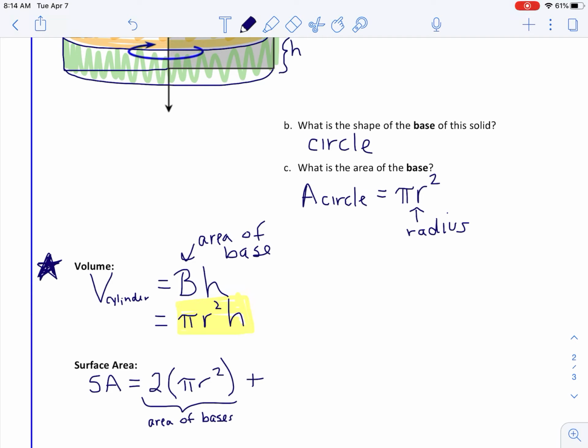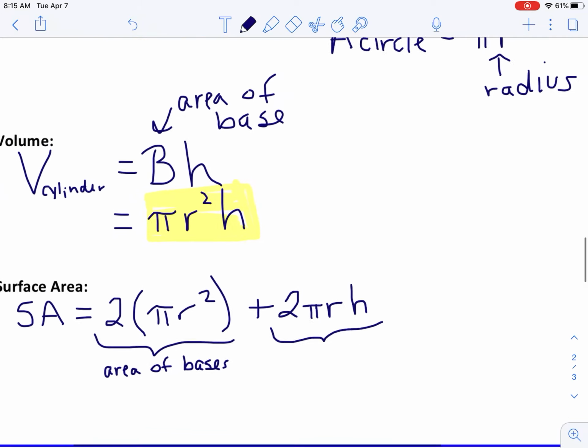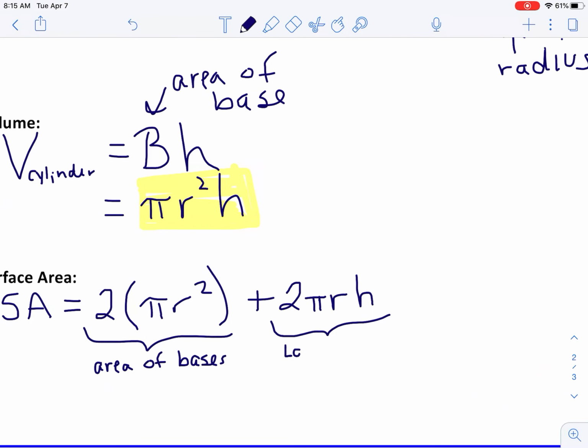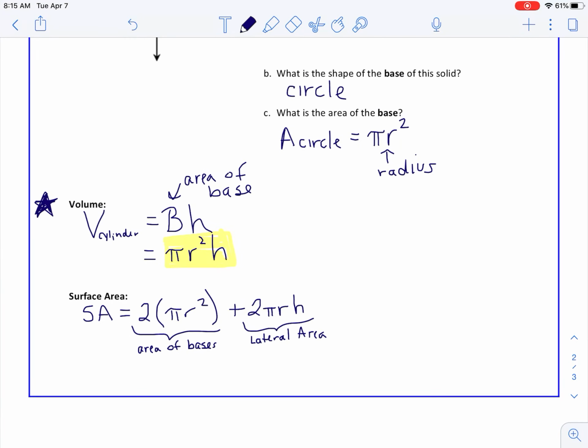So, plus the circumference. What is circumference? 2 pi r or pi d? So 2 pi r for the circumference times the height. And this is the lateral surface area. Okay. Like I said, not a common question asked, but I think it's very interesting.